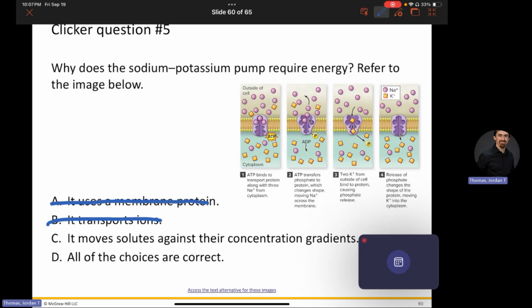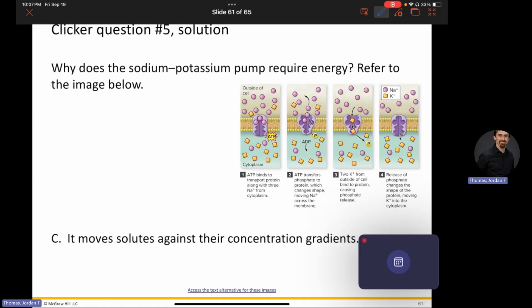See, it moves the solutes against their concentration gradient. That is the key part, moving against your concentration gradient. In order to move against the gradient from low to high, you need to use energy. So C is the answer for why the sodium potassium pump requires energy. It's pushing something against their gradient.